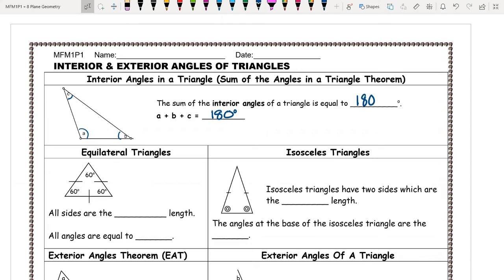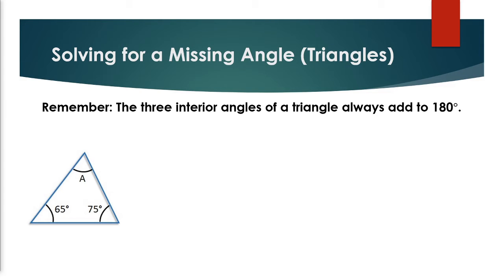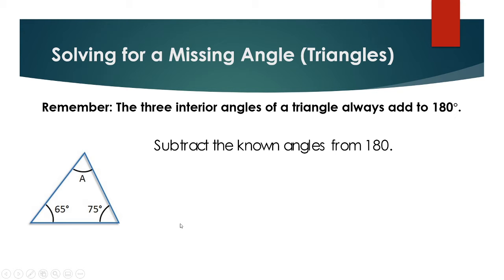We're going to pause for a moment to look at how we can use this to find unknown angles of triangles. As noted, the sum of interior angles of a triangle is always 180. So if I know two of the angles of a triangle and I want to find the third, again I can perform some simple arithmetic. All I need to do is subtract the two known angles from 180. And it looks like this. A is going to be equal to 180 subtract 65 subtract 75. A is equal to 40 degrees.